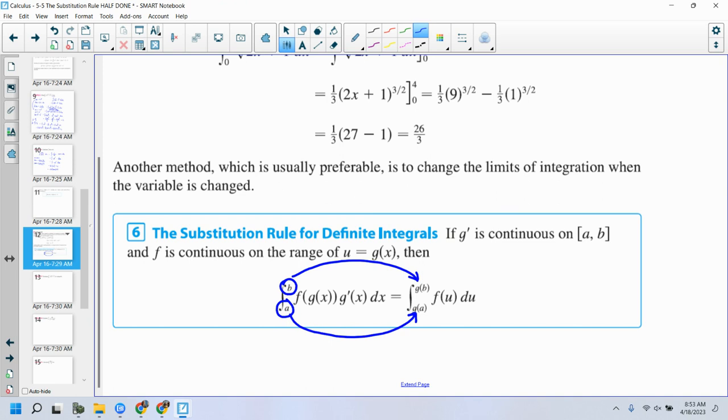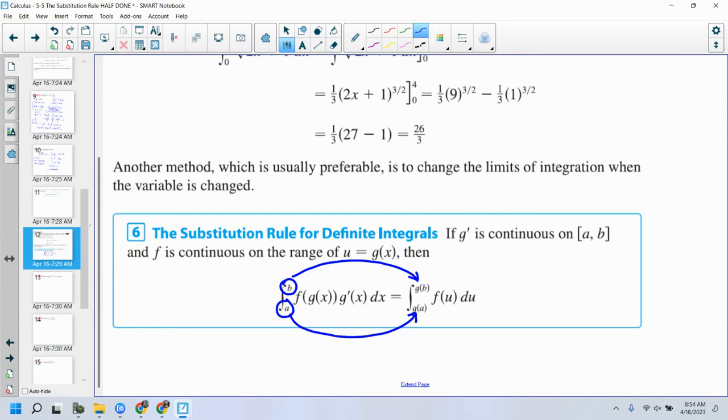So the only thing that's going to change with a definite integral is you're going to take those endpoints and run them through the function. Run them through u. Run them through g of x. And those are going to be your new endpoints. Now, the nice thing here is that if you do that step, you never have to turn it back into x.